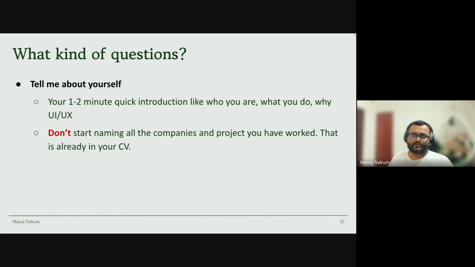Okay? So I would say make your introduction very impactful by keeping that who you are, why you love UX and what you do, right? And how you contribute to this industry.